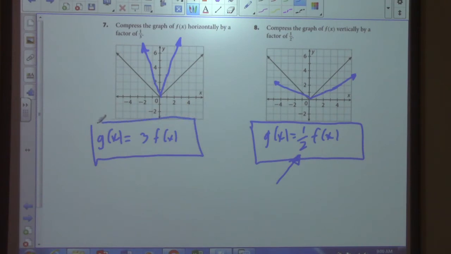See, I like making them all vertical compressions like this. So you take this horizontal compression, I like making it a vertical stretch instead. That's the way I like to do it. I think, to me, it makes more sense, makes things more consistent.